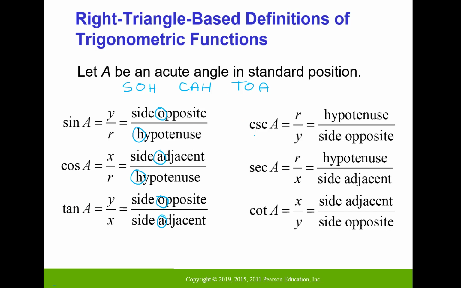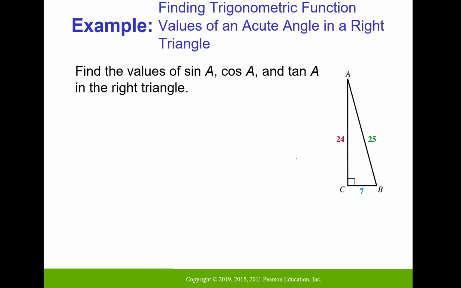And then the other three are just the reciprocals of these. So as long as you know sine, cosine, and tangent, you can figure out cosecant. It's the reciprocal of sine. Secant is the reciprocal of cosine, and cotangent is the reciprocal of tangent. So let's take a look at this example.